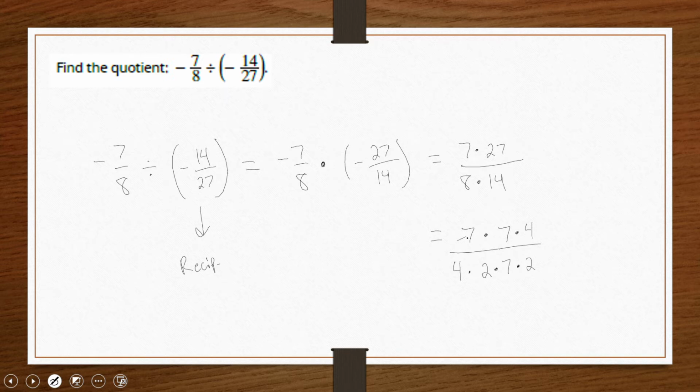So top and bottom values that are going to cancel are the 7s as well, the 4s here. So what am I left with in the numerator? Well, I have 7 left, and in the denominator I have 2 times 2, so 7/4 would ultimately be my solution here, and it is a positive value.